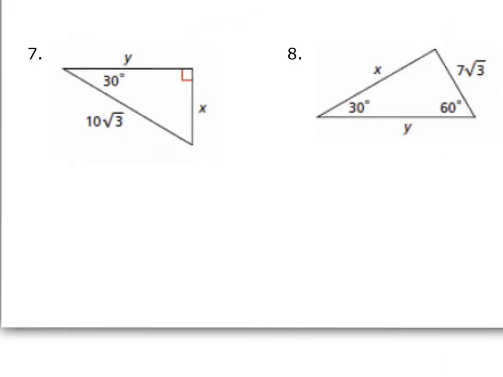Okay, number 7. Across from the 30 degrees, short leg, is x. The hypotenuse is 2x.